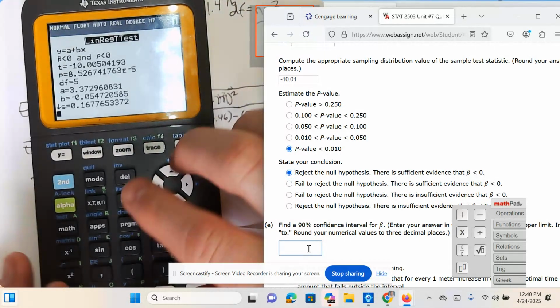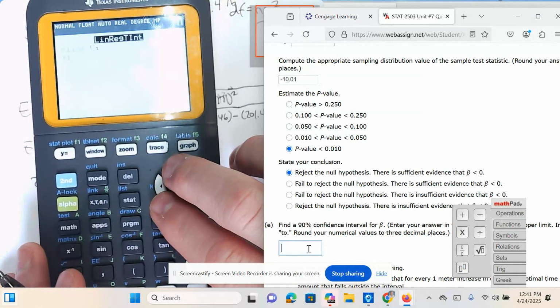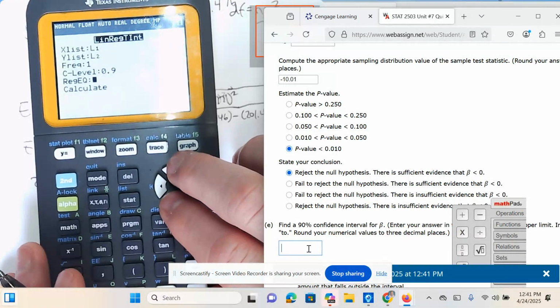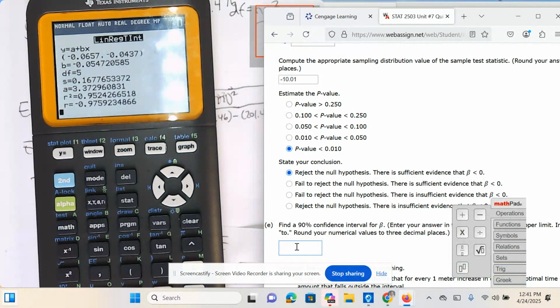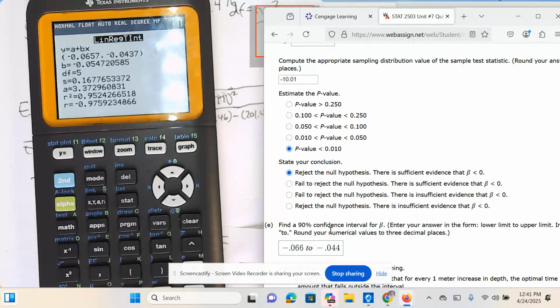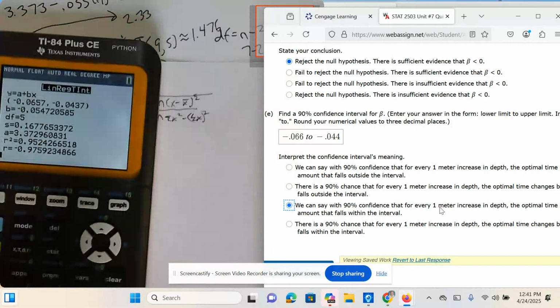Now, to do a 90% confidence interval for this one, I'm going to go to stat, test, linreg t-interval for a confidence interval. L1, L2, 90%, 0.9, and it gives me that. To 3 decimal places, negative 0.066 to negative 0.044. What can we say? We could say that we are 90% confident that for every 1 meter increase in depth, the optimal time falls within the interval. Okay, so that's our 90% confidence interval.